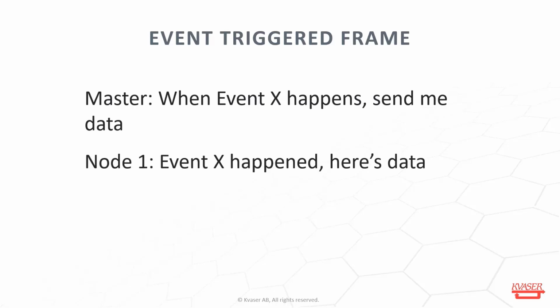So when X happens, node 1 knows that the event happened and fills in the rest of the frame. There is a very good possibility of collisions happening in this process.